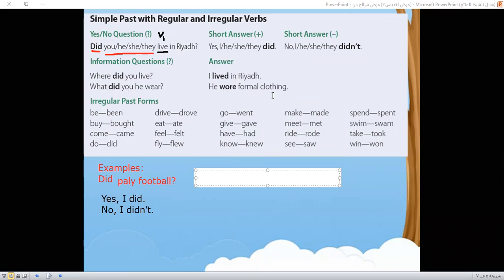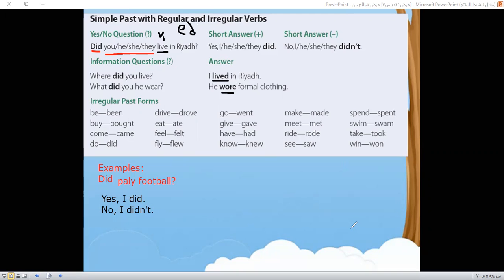He wore formal clothing. So here I have two types of verbs. I have regular verbs, which means it ends with ed. But irregular verbs don't end with anything specifically, but they're different from the verbs that end in ed. So I have wore, went, saw, many verbs that are irregular. Though the question is the same: what, and then did, and then I have the verb.